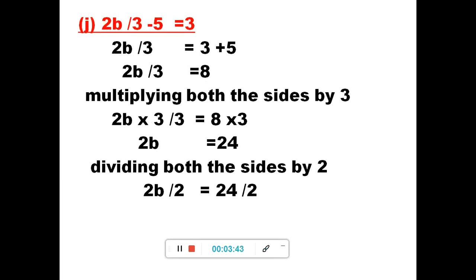Now, J. 2b by 3 minus 5 equal to 3. So, 5 has to be taken to the right hand side. So, 2b by 3 equal to minus it will become plus. So, 3 plus 5 will become 8. Multiplying both the sides by 3, 2b multiplied by 3 divided by 3 and 8 multiplied by 3. 3 and 3 get simplified in the left hand side. So, 2b equal to 24. Dividing both the sides by 2, 2 and 2 will get simplified. So, b equal to 24 by 2, so b equal to 12.